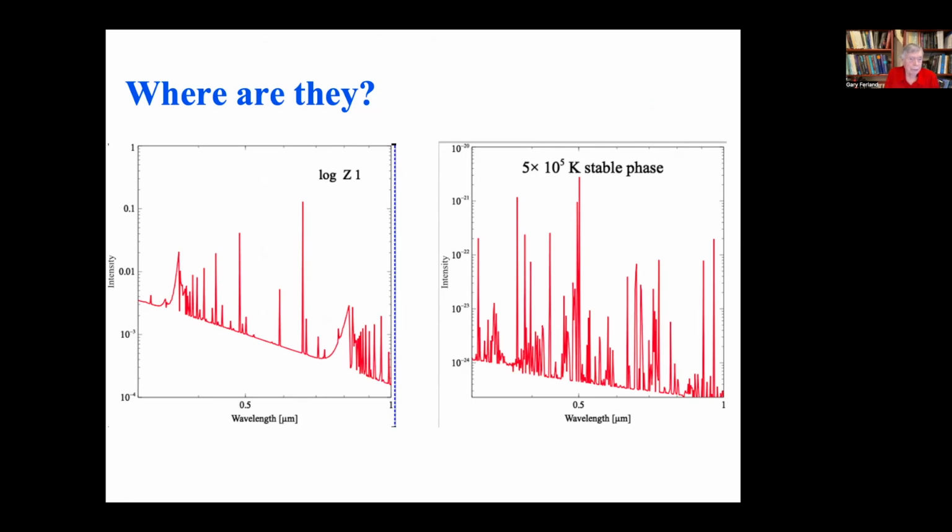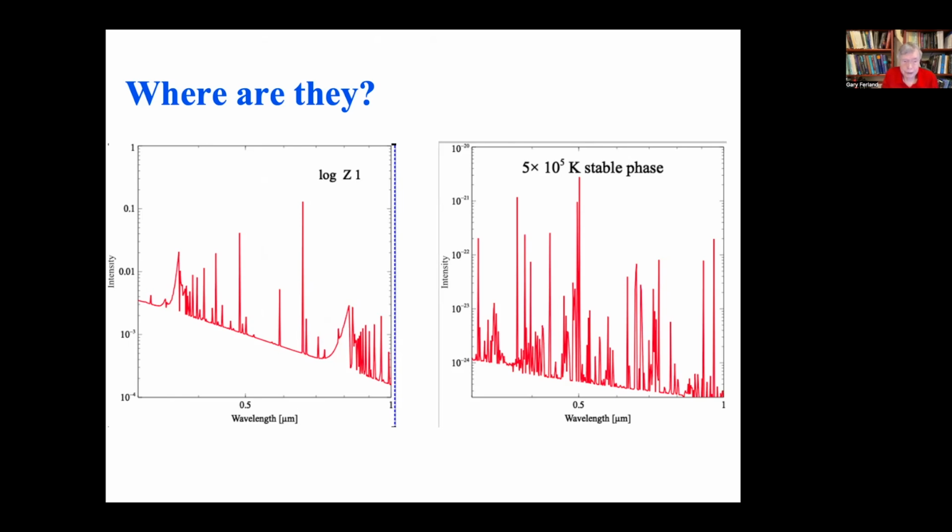Where are the high metallicity, high being 5 times solar, H2 regions? There's no place in the universe where the metallicity has gotten that high, apparently. And where's the gas up at the fourth stable phase that ought to be around?